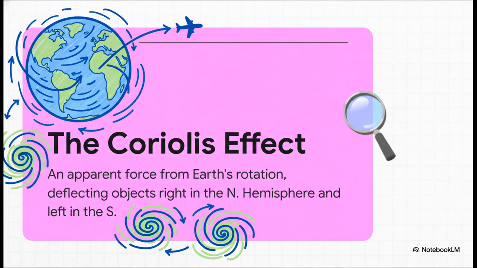It sounds complicated, but the basic idea is that because the Earth is spinning under everything, moving objects, like a pocket of air, get deflected. In the northern hemisphere, they curve to the right, and in the southern hemisphere, they curve to the left. It's actually an illusion, but it has very real effects.